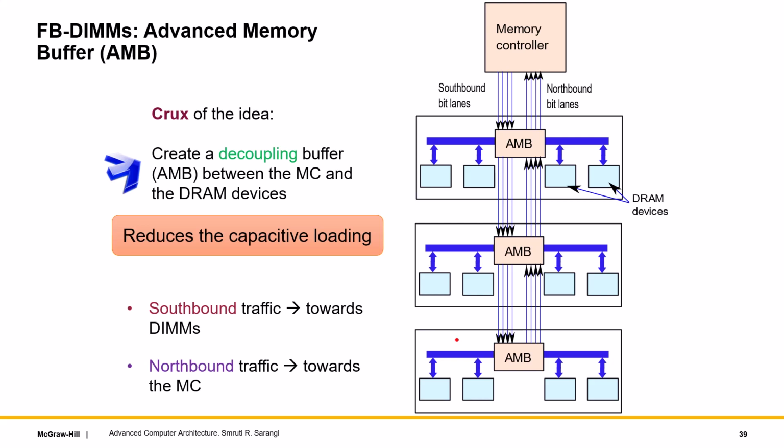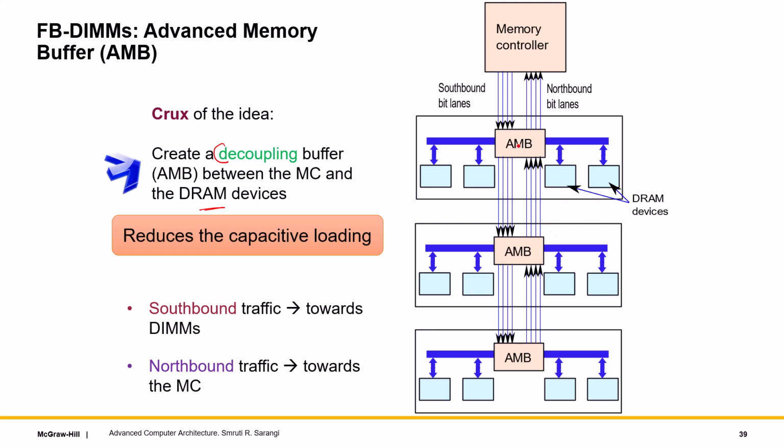So what is the crux of the idea? The crux of the idea is that we create a new structure called a decoupling buffer, or an AMB, between the memory controller and the DRAM devices. The AMB stands for an advanced memory buffer.